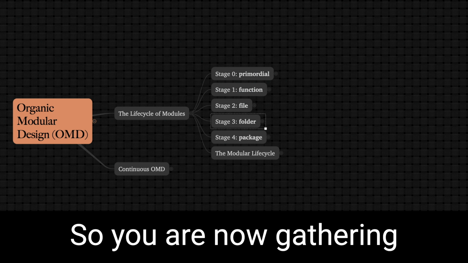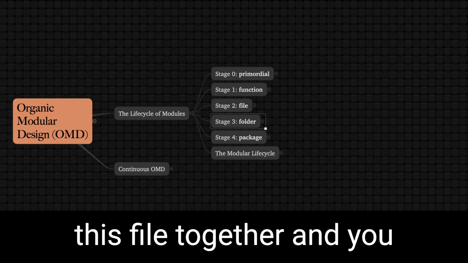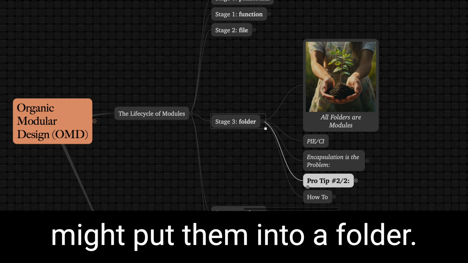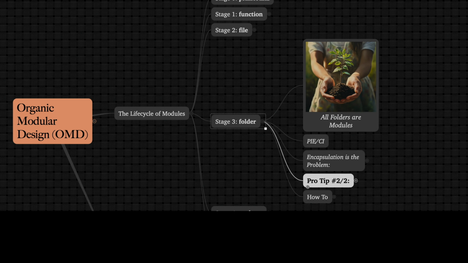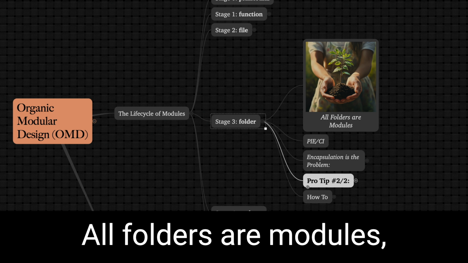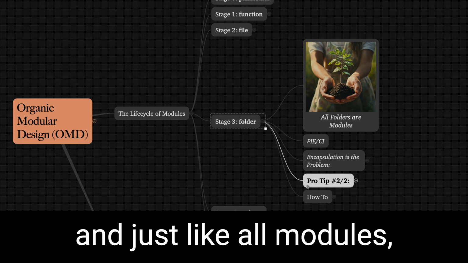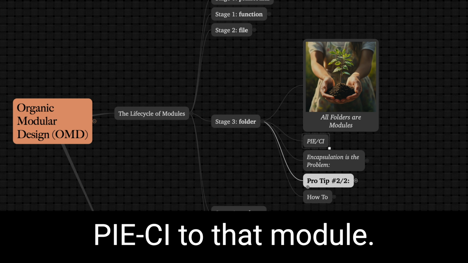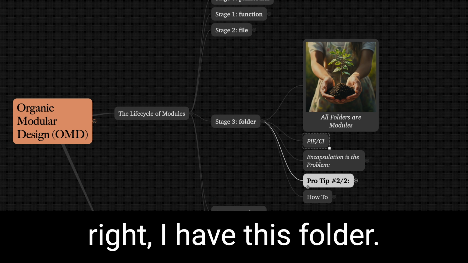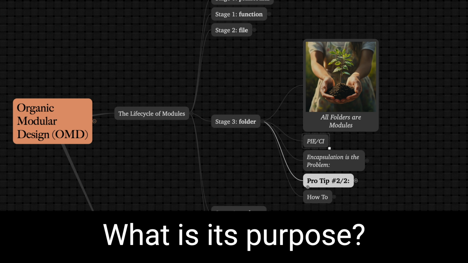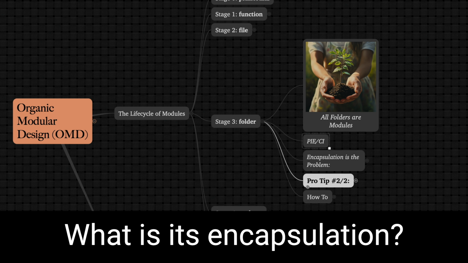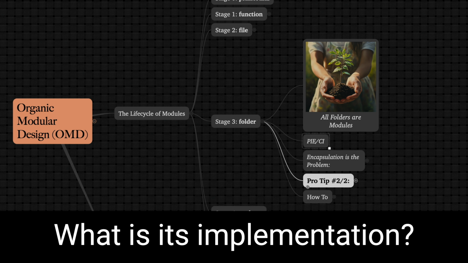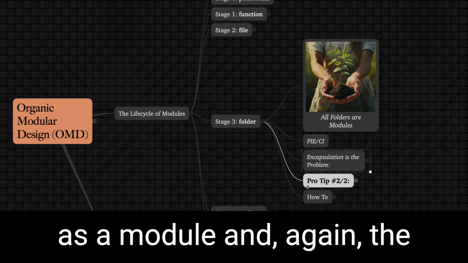So you're now gathering this file together, and you might eventually gather a couple of files together, and you might put them into a folder. A folder is also a module. All folders are modules. And just like all modules, you want to apply PyCI to that module. You want to say, all right, I have this folder. What is its purpose? What is its interface? What is its encapsulation? How are we enforcing encapsulation? What is its implementation? How does this thing work as a module?